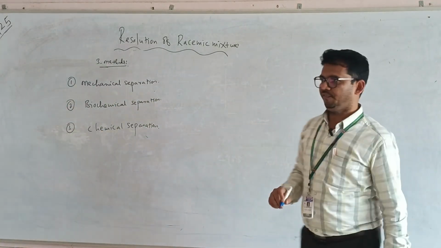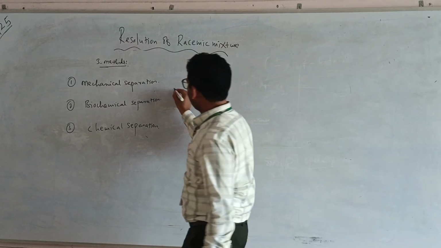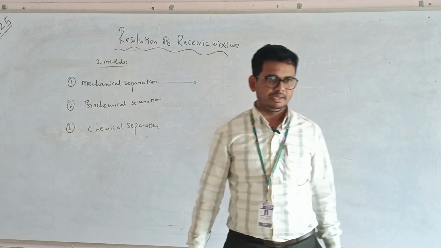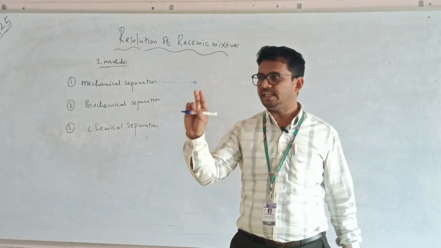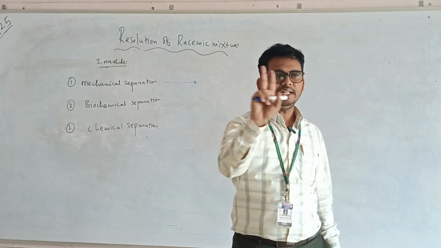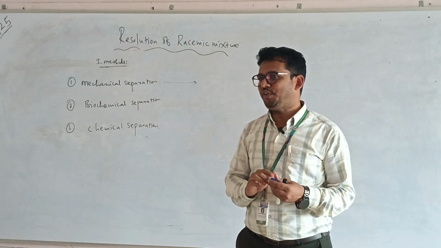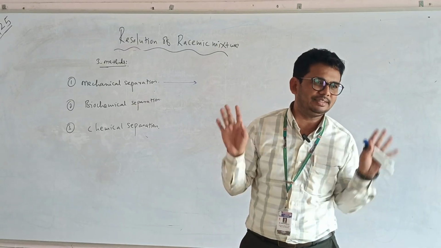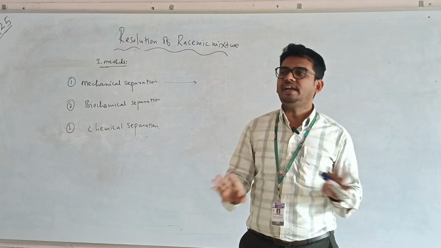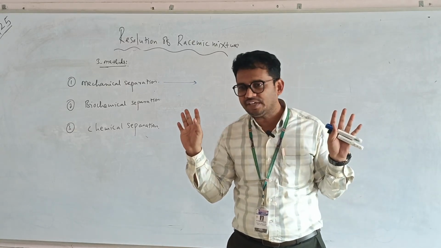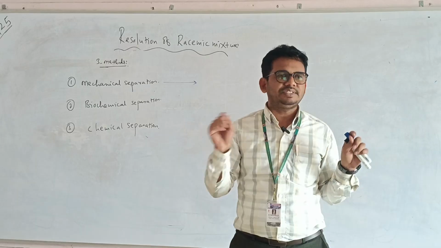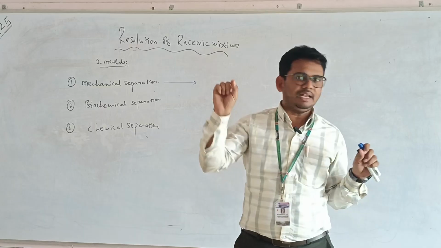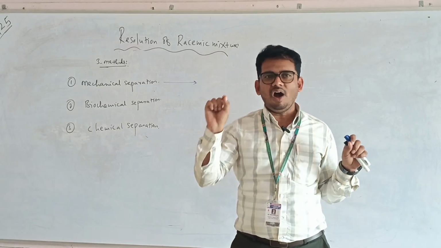See, listen carefully. Mechanical separation is nothing but picking out the crystals manually. It means racemic mixture, how many enantiomers are present? 2 enantiomers. Enantiomers, we already know, physically and chemically have the same properties. Very difficult to separate because physically, chemically they are the same. Melting point also the same. Boiling point also the same. All the things are the same.